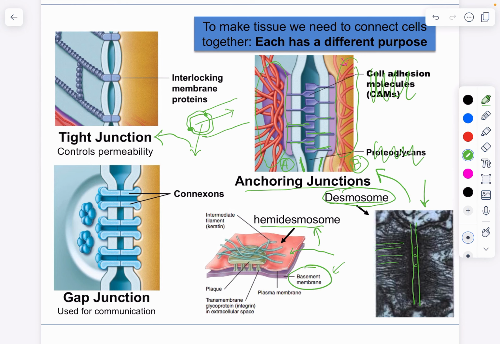The third type of junction is called a gap junction, and this is used for communication. So you can see these little channels here. So here is cell A, here is cell B, and you create these channels by these proteins called connexons, and as a whole, this whole unit is called a gap junction. This allows two cells to communicate with each other. They actually can share their cytoplasm as well.